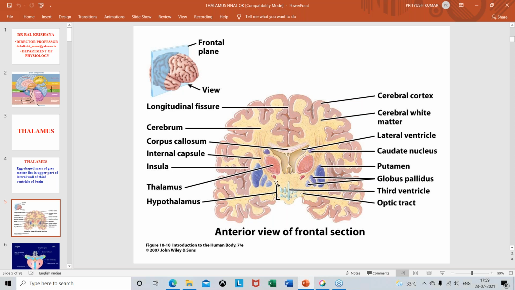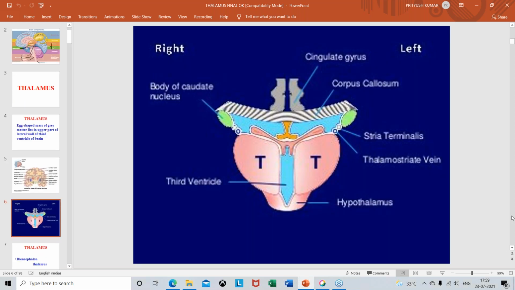Here we also have the internal capsule. So these are the important structures in this section. That is the frontal section. Here you find the thalamus, and this is the third ventricle.